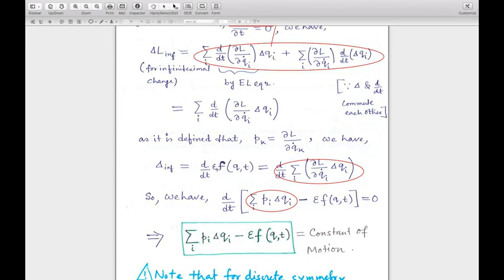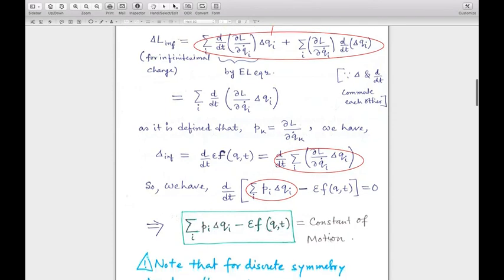Let us for instance put it inside d/dt, no problem in this. Then this will be equal to this, under the condition that the Lagrangian is perturbed so that finally it undergoes a symmetric transformation. And that simply says that d/dt of the summation over p_i delta q_i minus epsilon f, the whole thing, is equal to 0. So the summation over p_i delta q_i minus epsilon f will be a constant of motion.